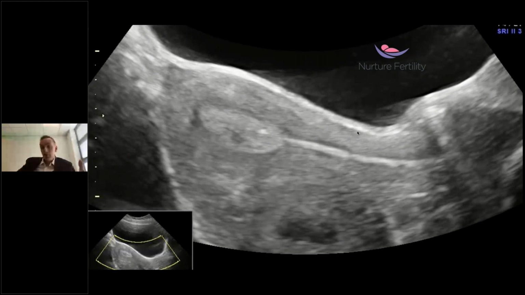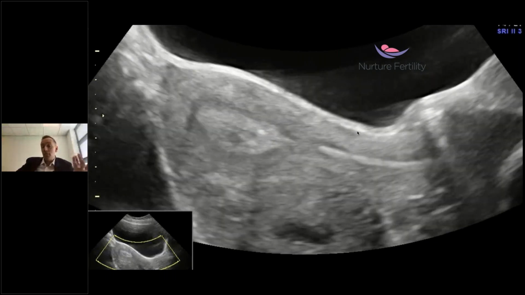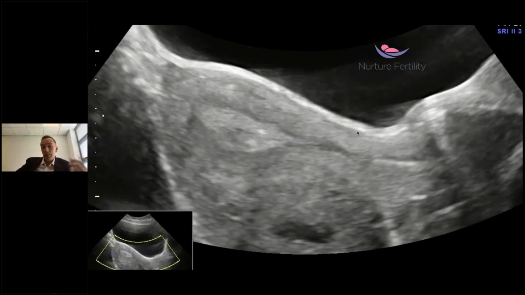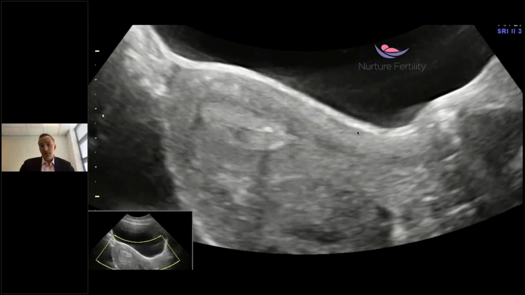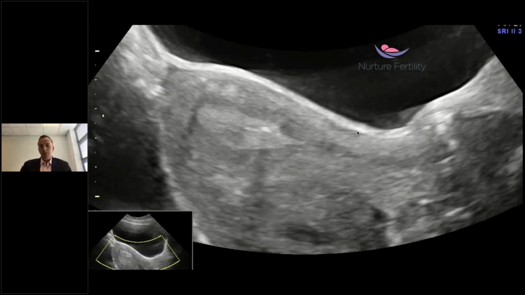What a wonderful way for the patient to leave the clinic in the knowledge that, yes, they're not pregnant, but they've got an embryo in the right place at the right time. So ultrasound may not necessarily help with embryo transfer, but it's an important part of the process. But I'll leave you this image to make you maybe some food for thought.